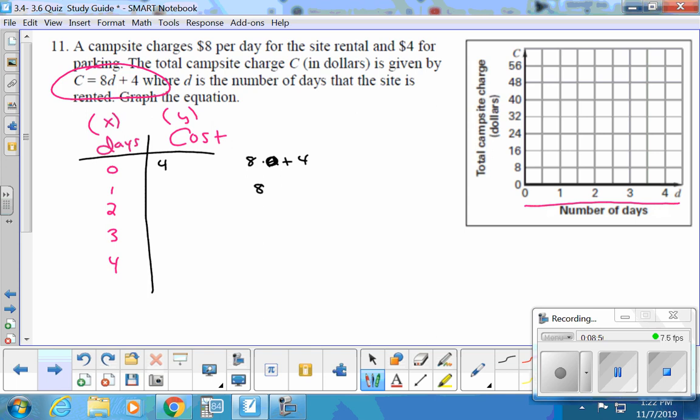What if I put a 1 in for D? 8 times 1 plus 4. 8 times 2 plus 4. 8 times 3 plus 4. And 8 times 4 plus 4.